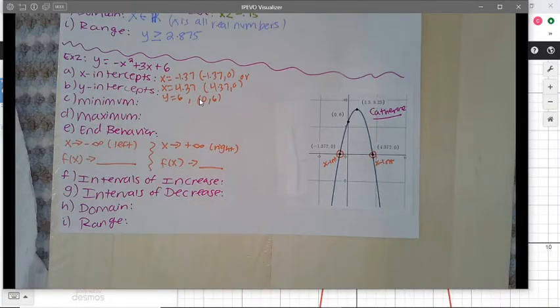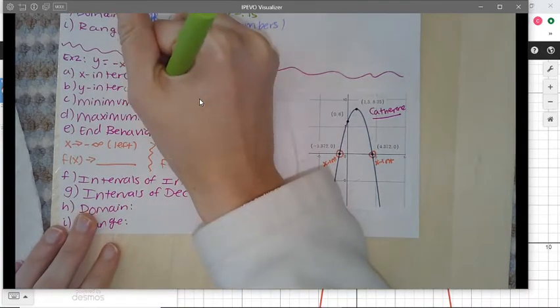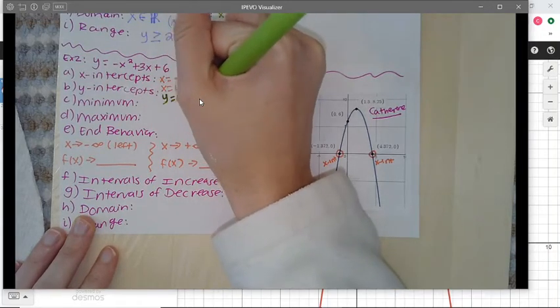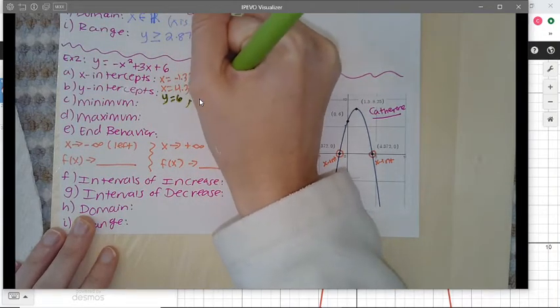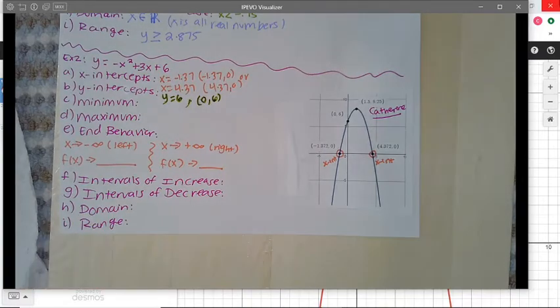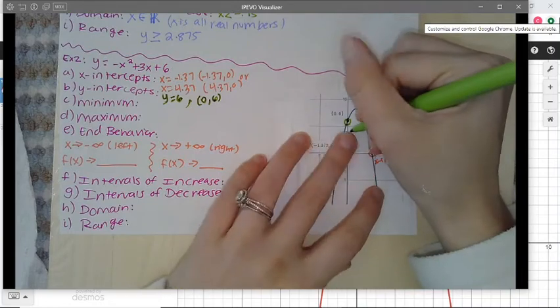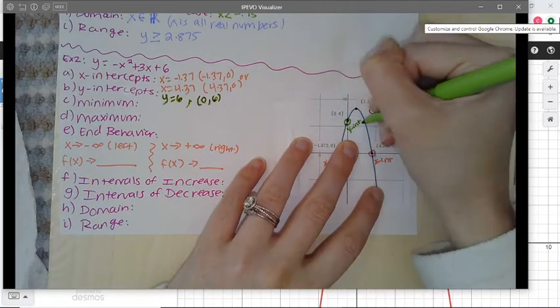Now looking here, let me label my picture. Oh no, I like to color code things. Sorry, I'm going to do this in green just because I want it to be prettier. There we go. It's important for math to be pretty, right? Okay, so my y-intercept is right here on my graph. So this is my y-intercept.